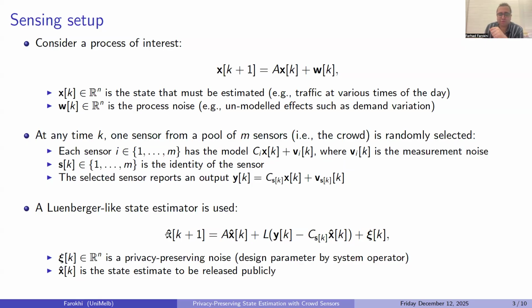The state estimates are shown by this X hat that evolves over time, and they are released publicly. So we want the adversaries or malicious agents out there to not be able to use this X hat to identify what sensors have been used to generate this X hat. So the identity of the sensors, this sk, we want to remain hidden.